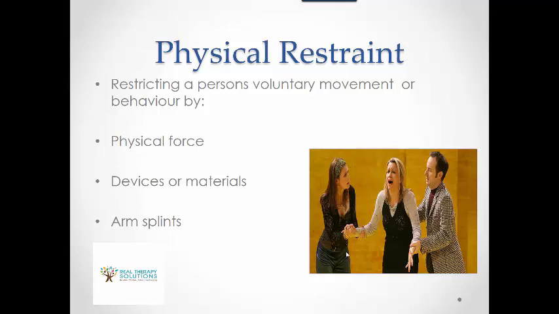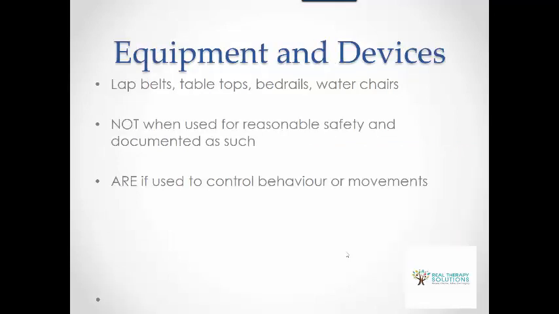Things like arm splints, mittens, things over hands to stop people self-harming are considered a physical restraint strategy. So the common equipment and devices that may be used as a restricted practice are things like lap belts, so strapping someone into a wheelchair to prevent them from getting out.